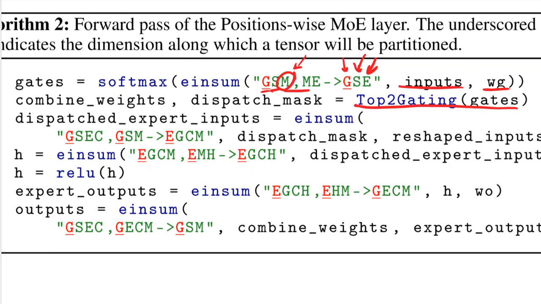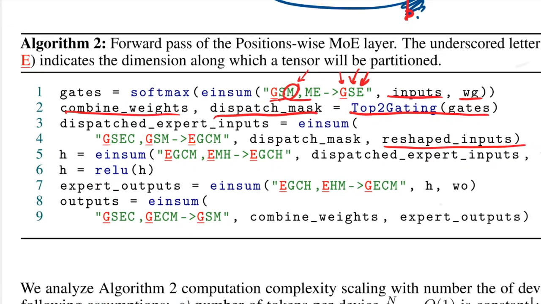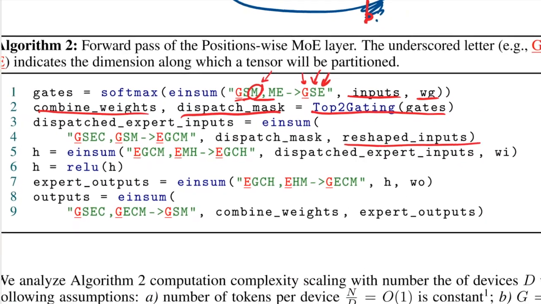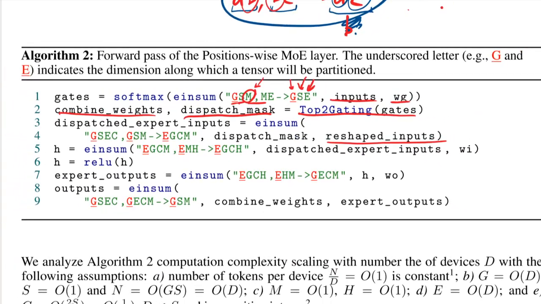And that gives you this dispatch mask and the weights that you have to use at the end to combine. You can use the dispatch mask in order to distribute the inputs. So you have reshaped inputs and so on. I'm not going to go through all of this right here, but you can express all of this in terms of the Einstein sum notation.